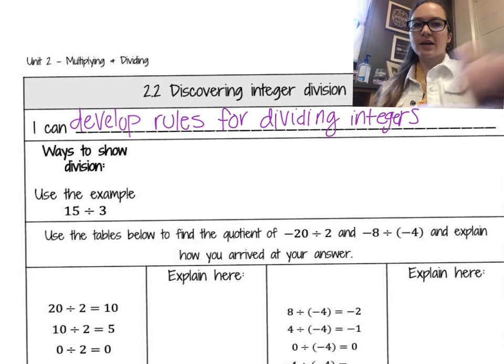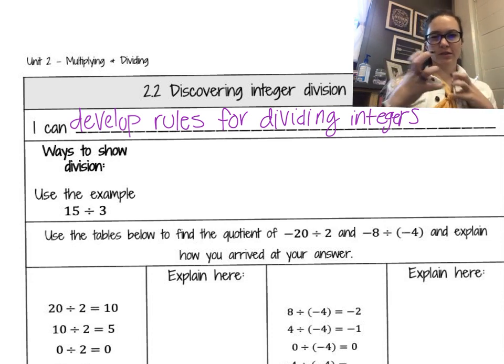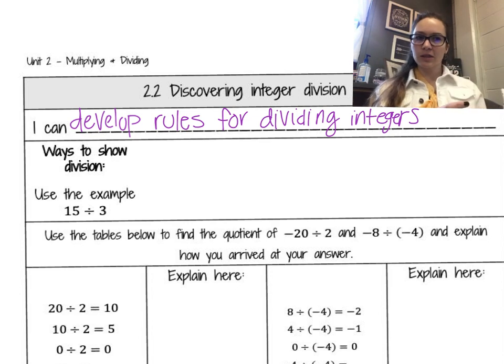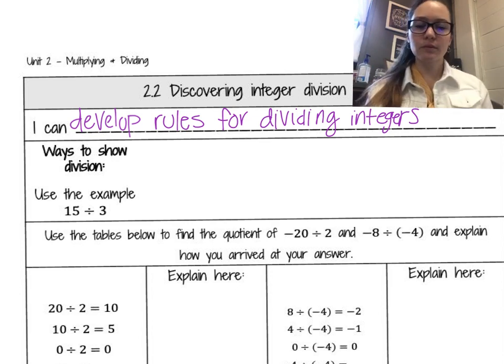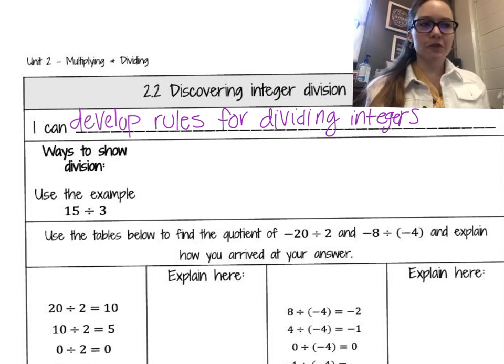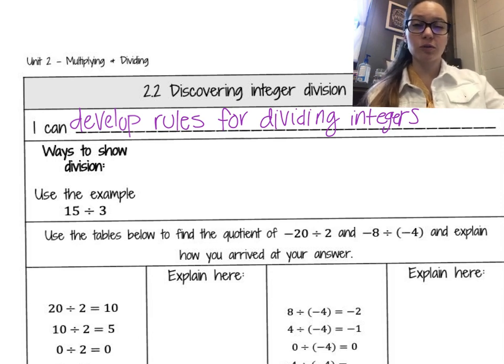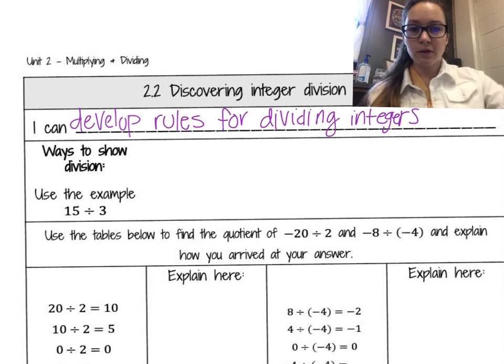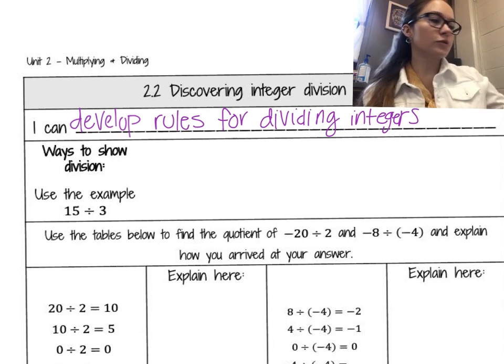Okay, so just like we noticed some things when we were multiplying, we're going to notice some things while we divide, and then come up with some rules. But first, I want to talk about different ways to show division, because I might not always use this symbol. I might use other ways. Just want you to be aware that they all mean division.